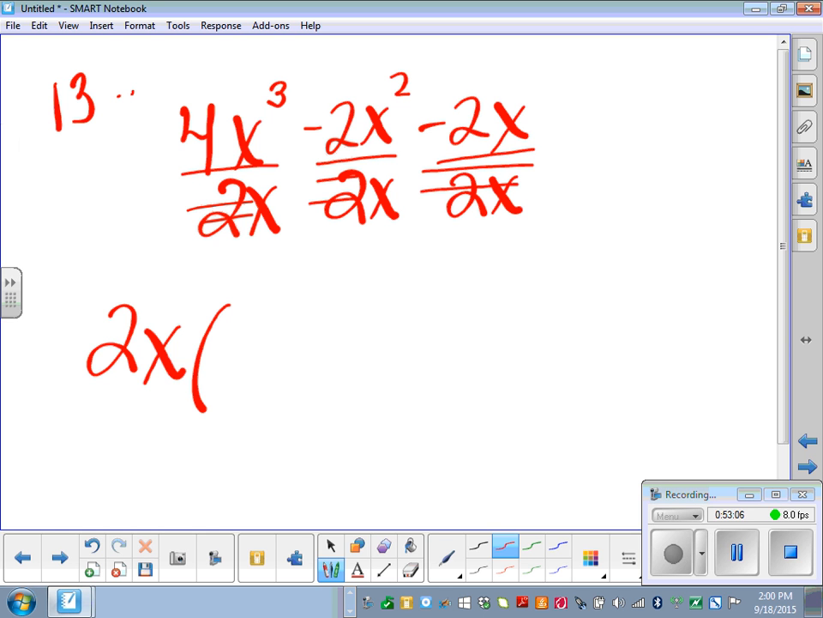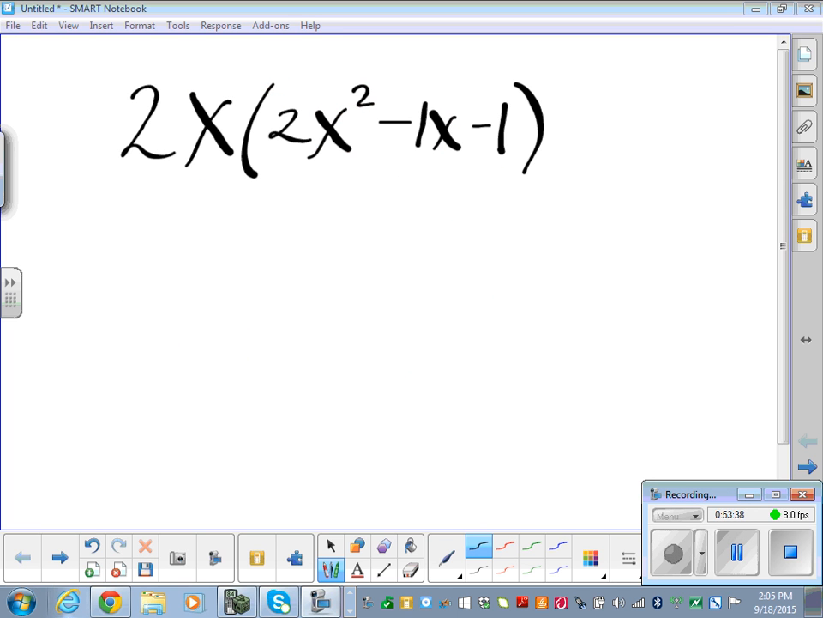So then that leaves me with 4 divided by 2 is 2, and then x cubed divided by x is x squared. And then we have negative 2x squared divided by 2x, and so we get negative 2 divided by 2 is 1, so negative 1. And then we have x squared divided by x, which is just x. And then we have negative 2x divided by 2x, which is negative 1. Now, once again, we would now go through and continue to factor this.